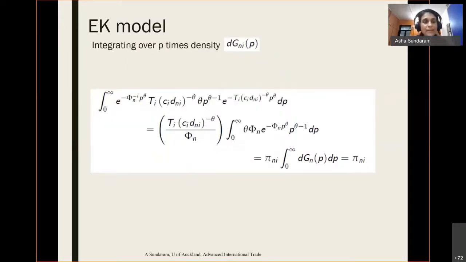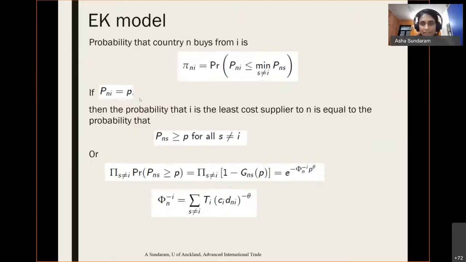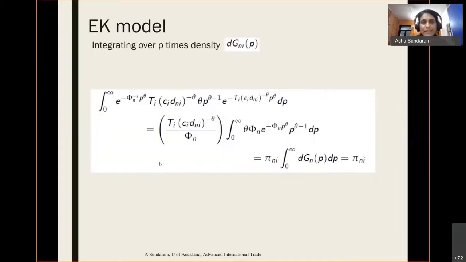Okay. Now I'm going to integrate that over P, because note that I did this for one P, right? So for each P, I can calculate this probability. To get the overall, I have to integrate over the density of P, of prices, right? So that's dG_n, and that's what I do on this next slide.